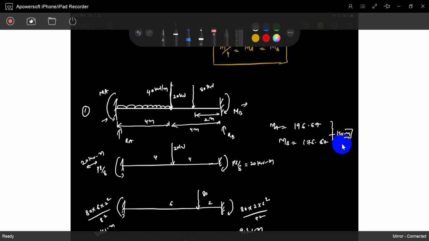Once you get RA and RB, you will draw the shear force. Shear force RB, so it will go like this at 80. Say 80, and it will go like this. Again 20 will add, it will come like this. Again it will add up to 40, so it will reach like this, to 40. So it will come like this. This is the shear force diagram.